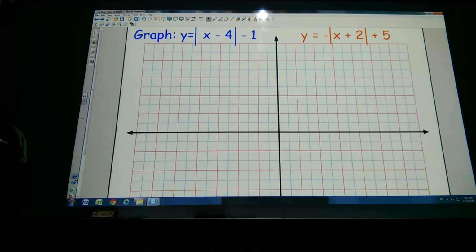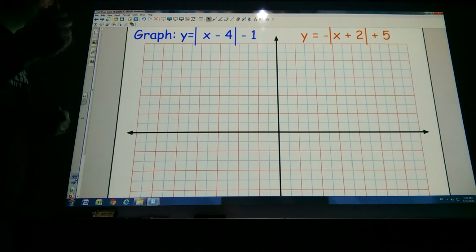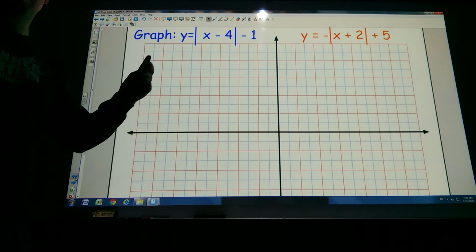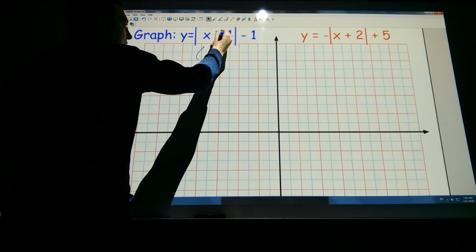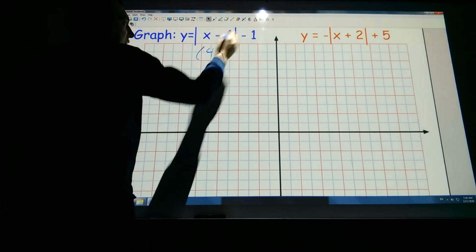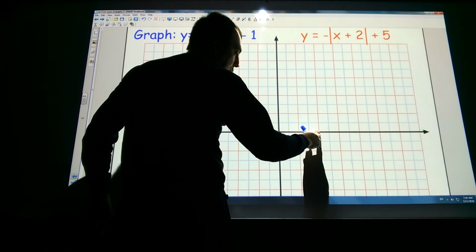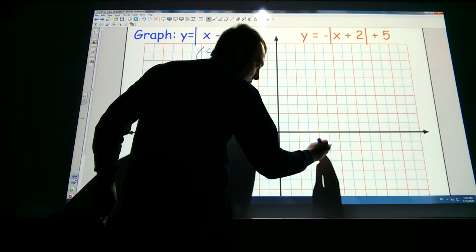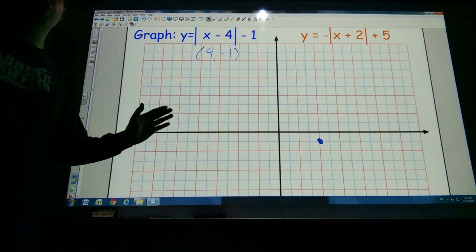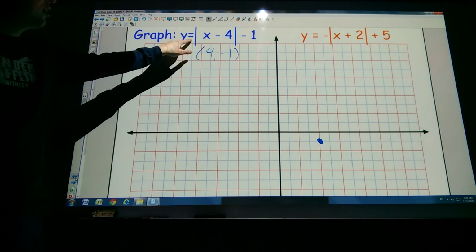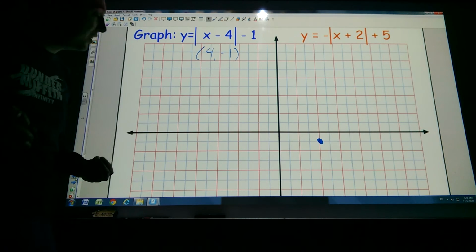This one actually has a vertex like a parabola, and the vertex, you guessed it, opposite on the inside, so the vertex is at 4, same on the outside, -1. 1, 2, 3, 4, -1. And it's very similar to a parabola, but it's not curved. Okay, the number out in front is positive, so it's going up. It is a V, not a U.